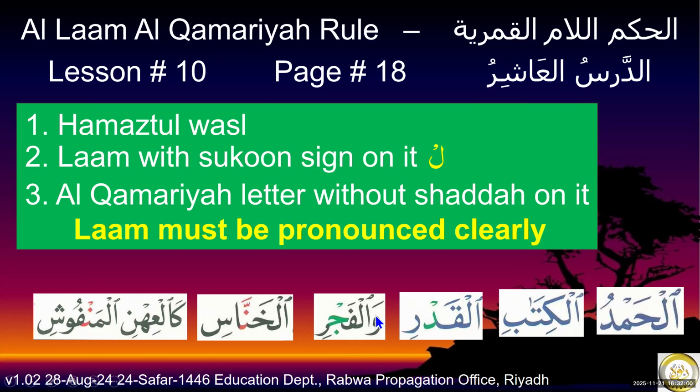So like this, if there is any preceding word, the haraka of the last letter of that preceding word must be joined with the lam sukun. Wal fajri, al khannasi, kal ihnil manfush. Here the preceding word has the kasra. This kasra must be joined with the lam sukun. Ihnil: noon kasra, lam sukun, nil. This way you have to join it.